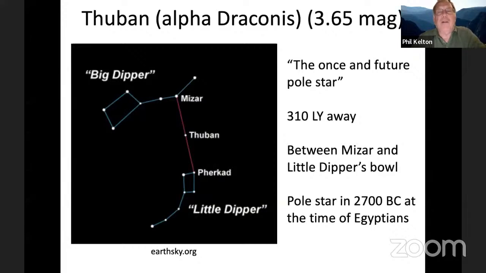Okay, Thuban or Alpha Draconis, we're getting fainter now, down to third magnitude, is another star. And Thuban is kind of midway between Mizar and the bowl of the Little Dipper. And the interesting thing about Thuban is it's the once and future pole star. Back almost 5,000 years ago, it was actually the pole star, at the time of the Egyptians. And it's about 300 light years away.